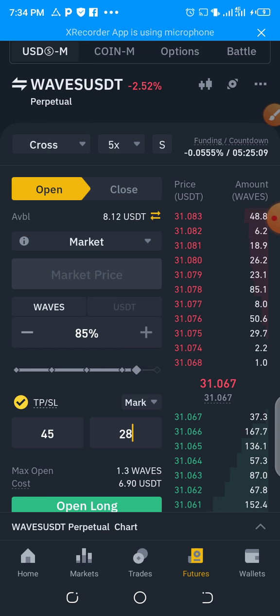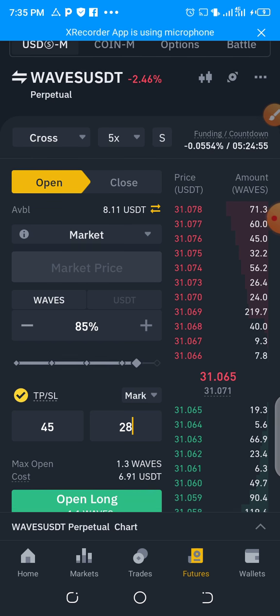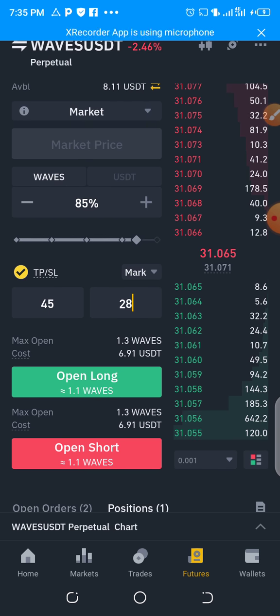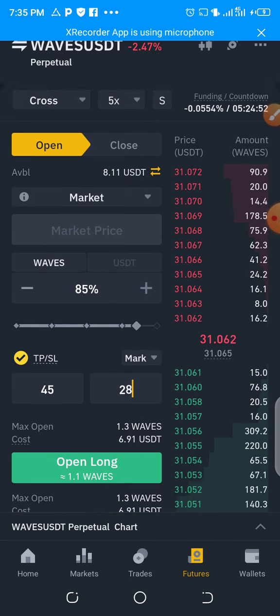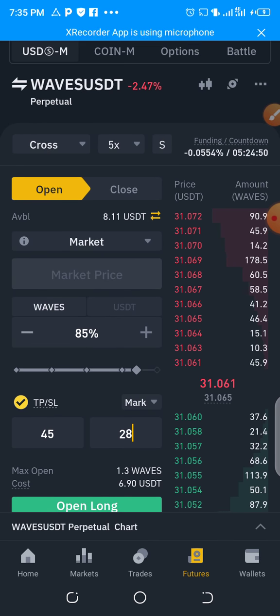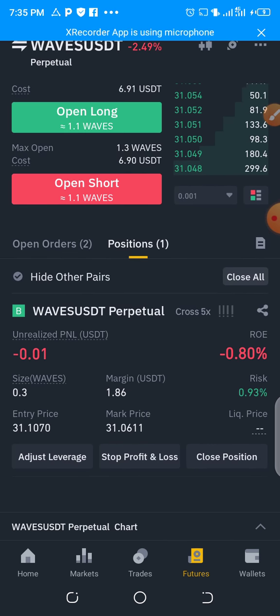But in order not to be liquidated, in order to play safe and build your account gradually, always go with 3x to 5x. That is for future trade. Now I want to close this trade. This trade, I'm just using it for reference purposes for the purpose of this tutorial.